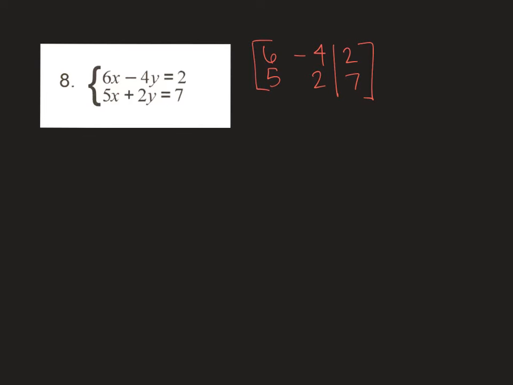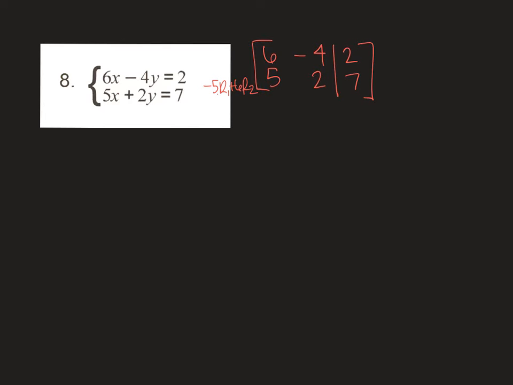So if we were solving just the system with elimination, we would say, okay, I'm going to multiply my first equation by negative 5 and my second equation by 6. So with a matrix, we're going to say, okay, I'm going to multiply row 1 by negative 5, and I'm going to add it to 6 times row 2. So if you need to write this off to the side, that's fine.